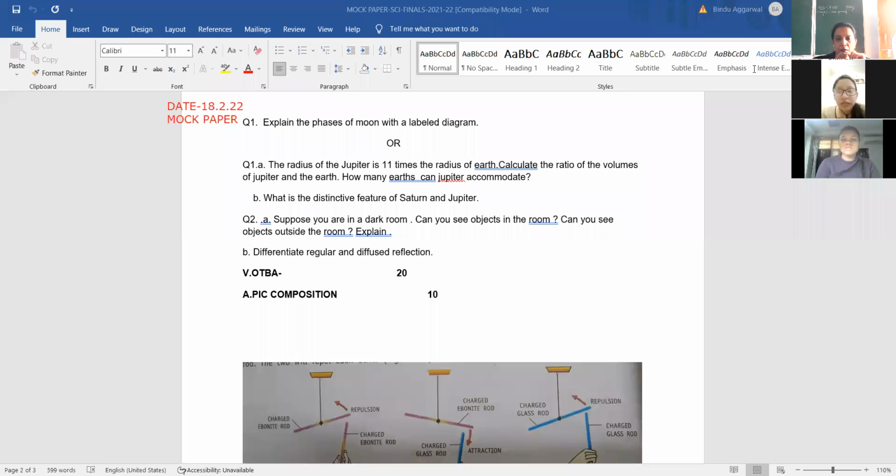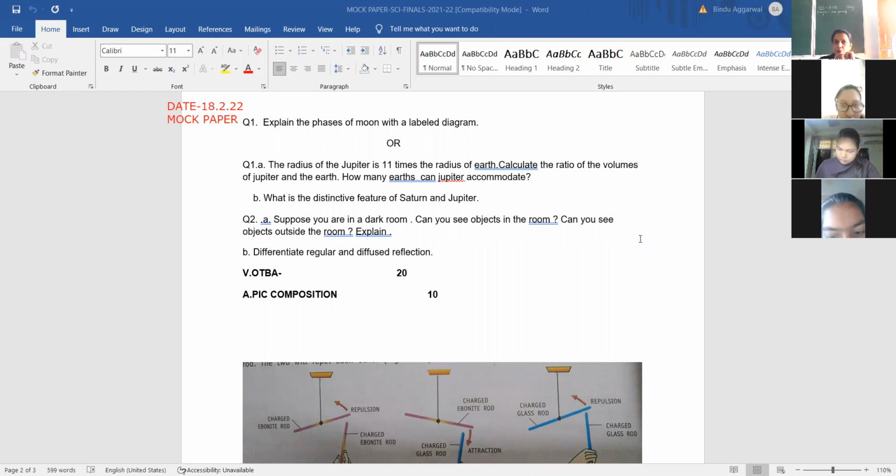Good morning, class 8th. Today we'll continue with the mock paper. Yesterday we discussed short answer type questions. Now we'll start with the long answer questions, which carry 5 marks. Your question number 1 is: explain the phases of the moon with a labeled diagram.